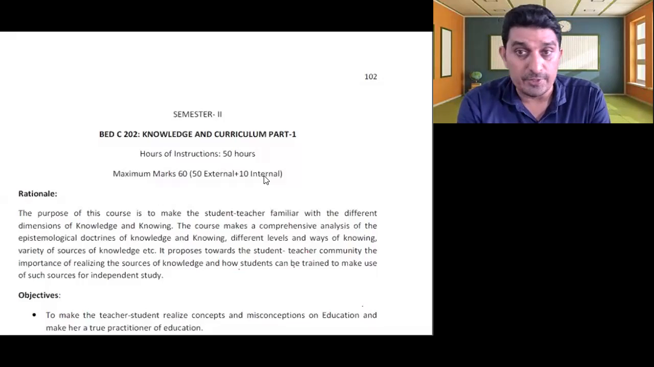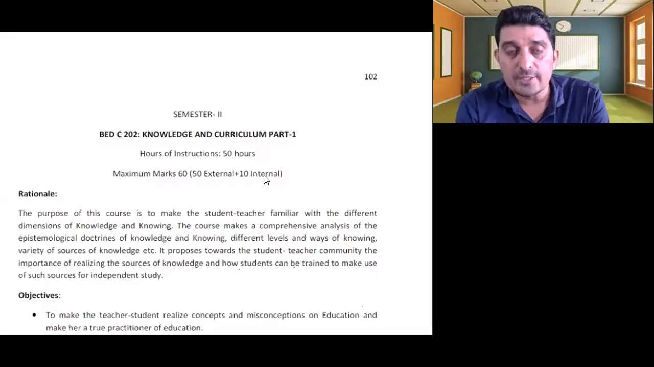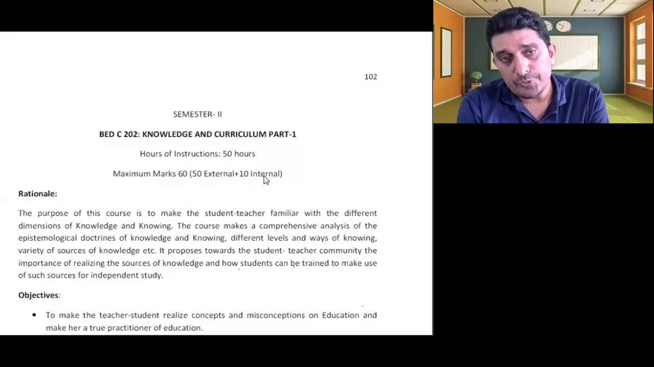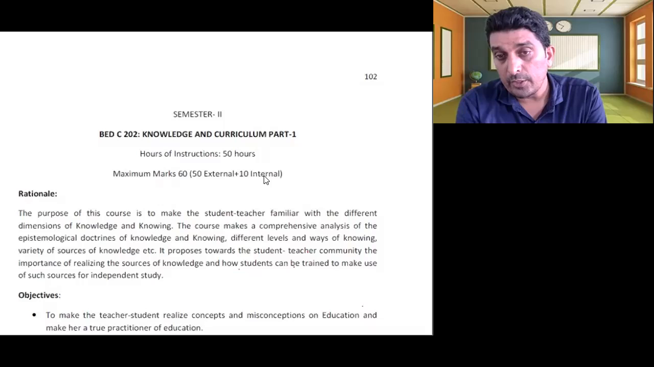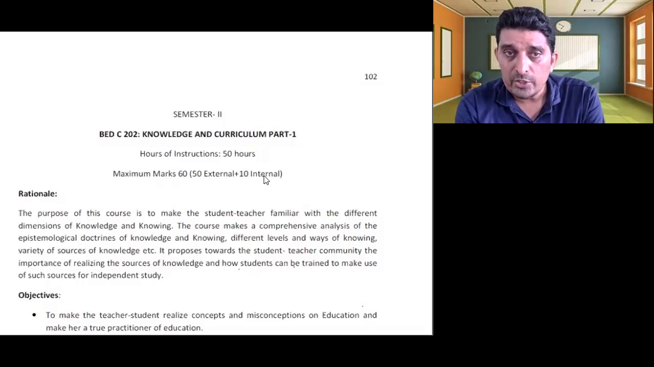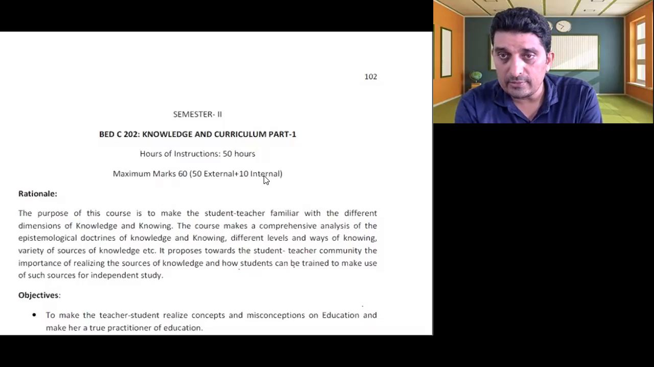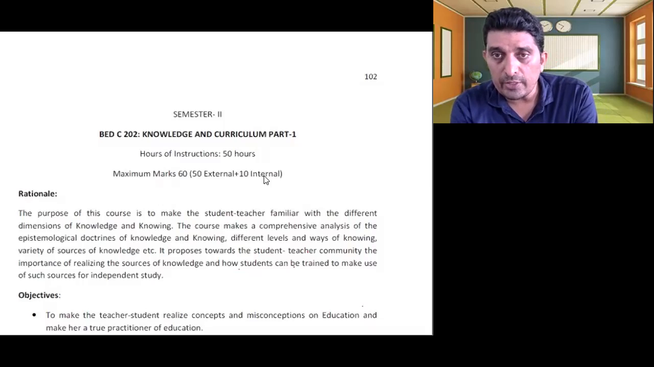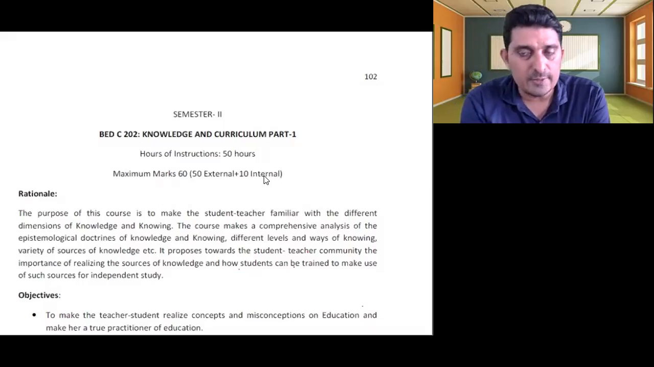So this is knowledge and curriculum. Very, very interesting paper. And this is a 60 marks paper. 50 marks for external and 10 for internal. As you have seen in the case of language across curriculum, here also you can see internal of 10 marks. That means 4 marks for attendance, 2 marks for internal exams, 2 for an assignment, and 2 for a task.